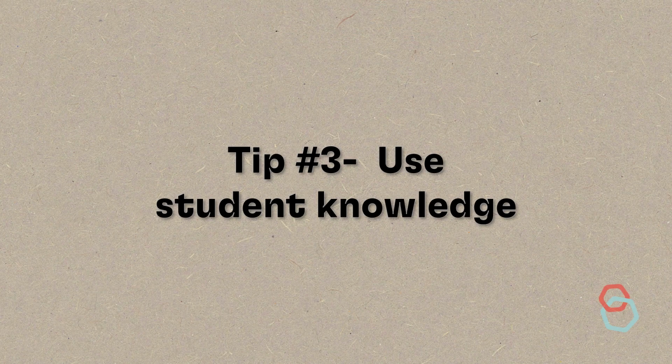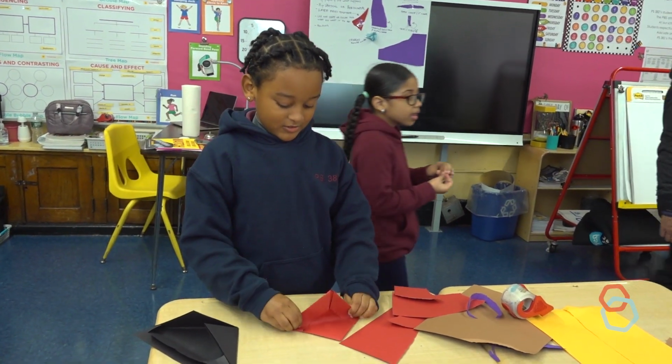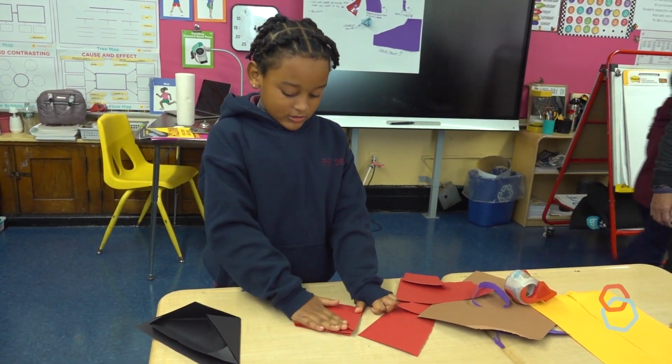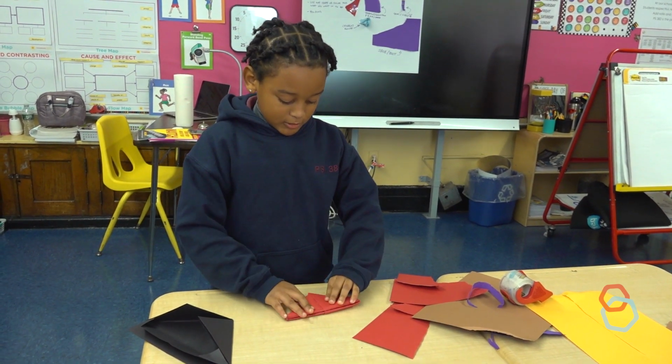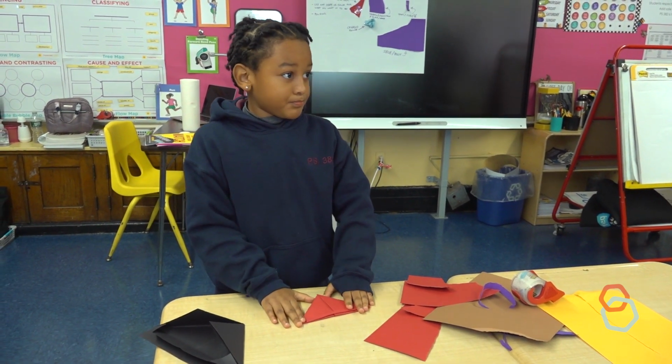Tip number 3. Use student knowledge. Often, kids will be excited to share paper manipulation techniques that they already know. For example, how to fold origami, or wind pieces of paper around pencils to make curls.